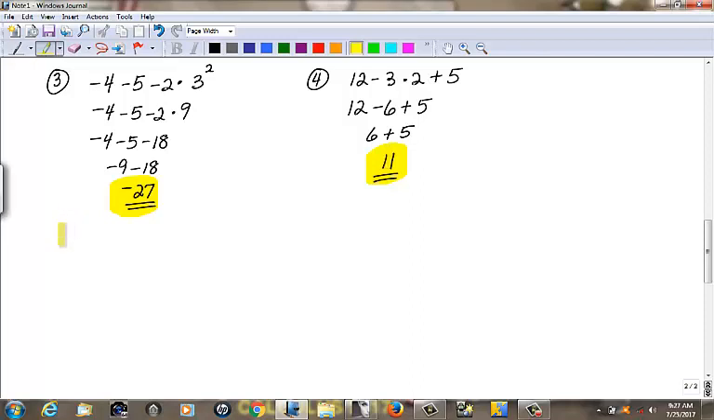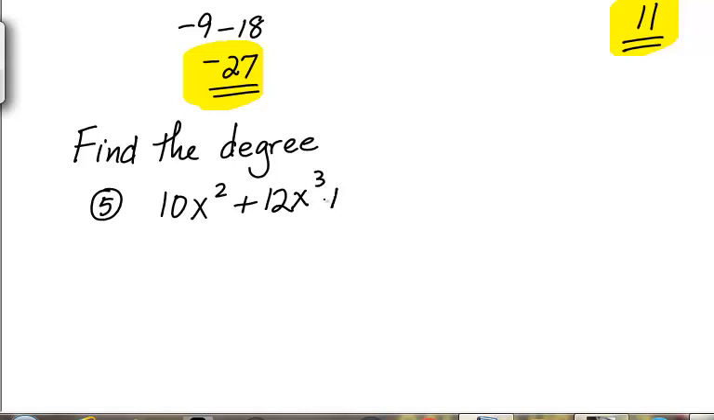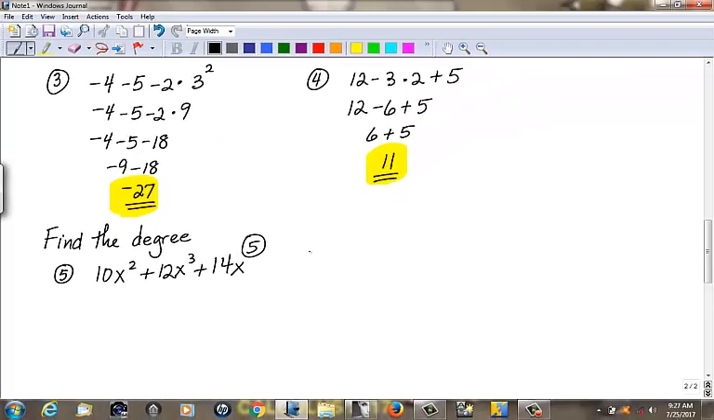Okay, then they may ask you to find the degree. And let's say they give you 10x squared plus 12x cubed plus 14x to the fifth. If it's a polynomial, the degree is the highest exponent in the term, so the degree of this would be 5. So the degree is 5.